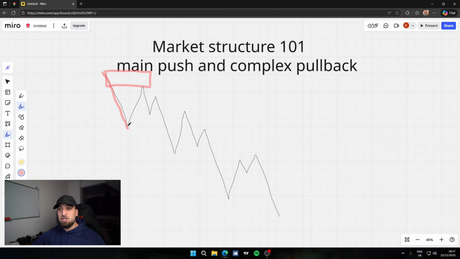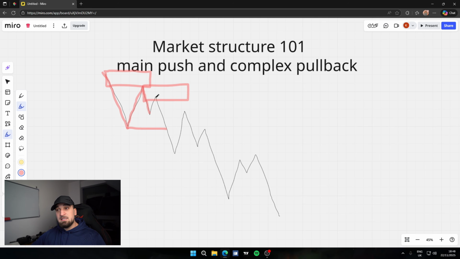This is our main push. Then we have that complex pullback coming into it and reacting. Now, this is the point that we need to break to call this a break of structure. So if we break this low, that means we're making a new main push, and then we can be expecting a retracement. But we can clearly see that we have found this extreme supply zone right here, which is the origination point of the next main push.